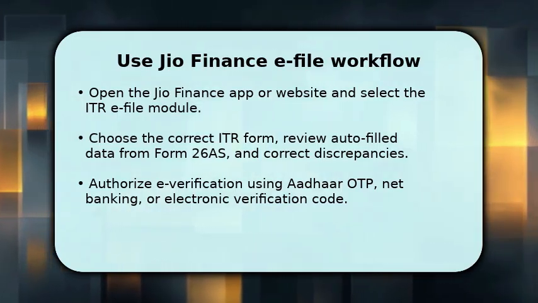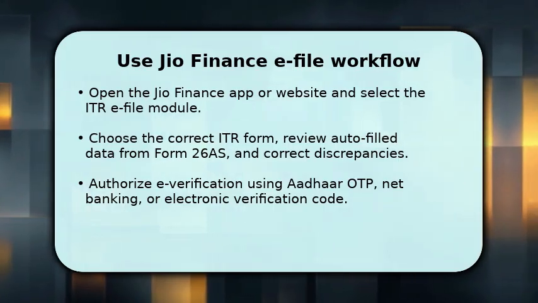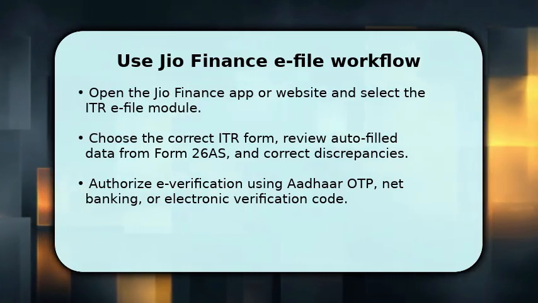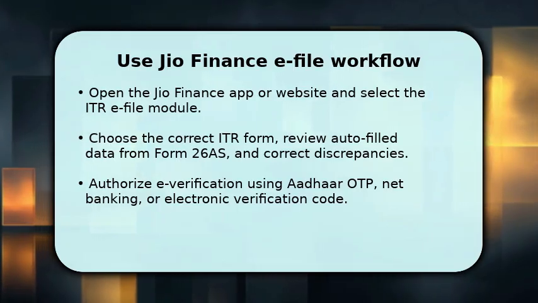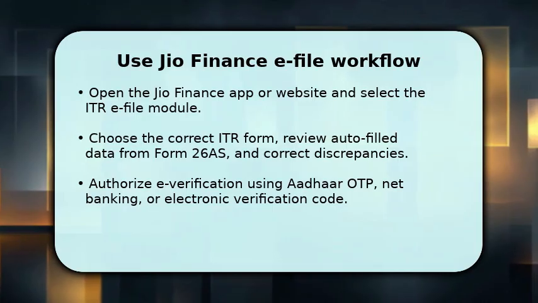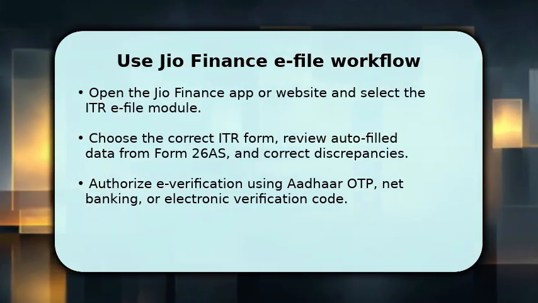that reduces errors. Choose the correct ITR form based on income sources. Review autofilled data from Form 26AS and correct discrepancies for salary, TDS, or interest entries. Upload supporting PDFs only if requested, then compute tax and apply eligible deductions like 80C and 24B home loan interest.